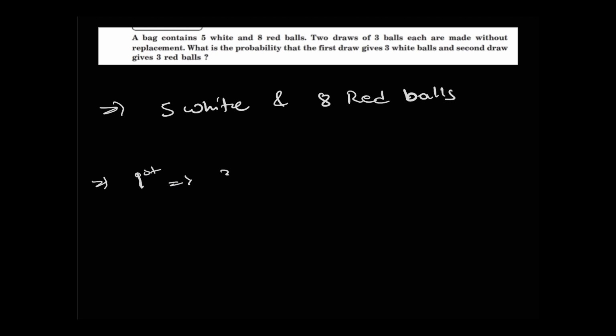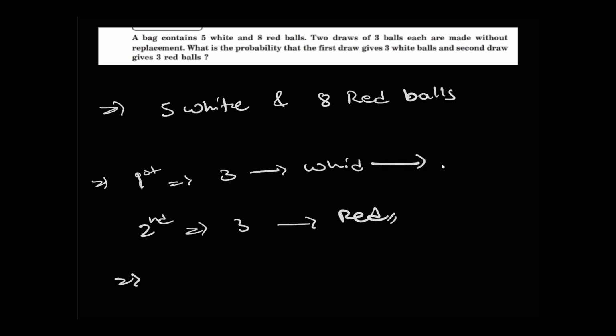Now they have given that there were 5 white and 8 red balls. Let's assume all of them are different. Then in the first draw we want 3 balls only white, and in the second draw we want 3 balls only red. Let us take this as event A and this as event B.